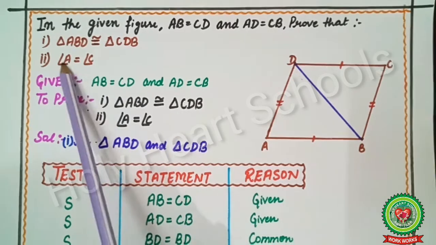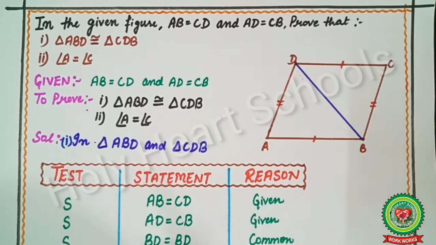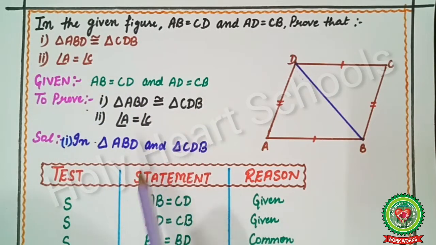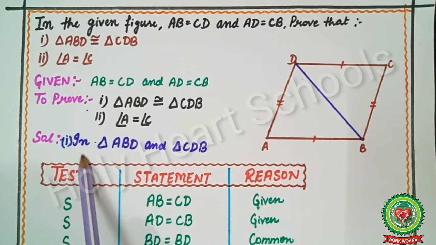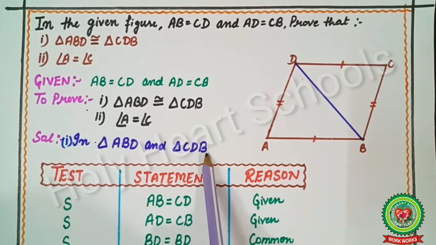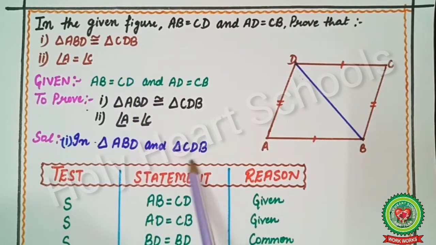After that, we have to show that angle A is equal to angle C, right? So we will start this question by writing here whatever is given to us. We will write AB is equal to CD and AD is equal to CB, which is already given to us. Next, we will write here what we need to prove, from the question, and then we will start the solution, right? When you start the solution, students, we will write in triangle, whichever triangles we are going to prove congruent, so triangle ABD and triangle CDB.